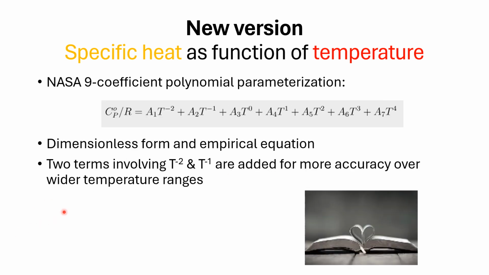Let's move on to the new version. What difference are you experiencing, what are you seeing right now in the new version? Yes, there are two more terms now. Which two? T raised to minus 2 and T raised to minus 1. So why were these two terms added?